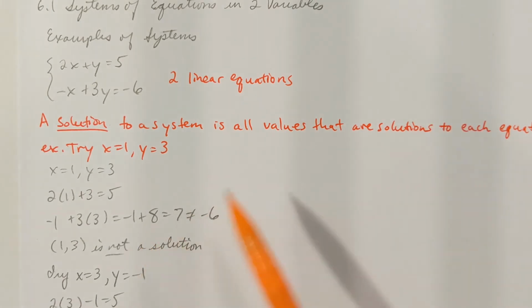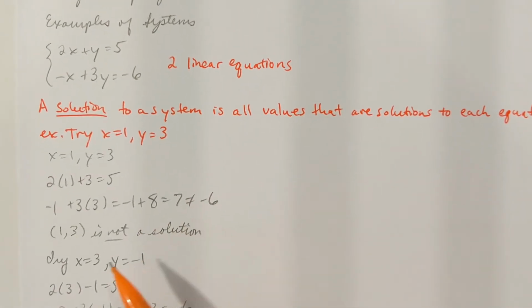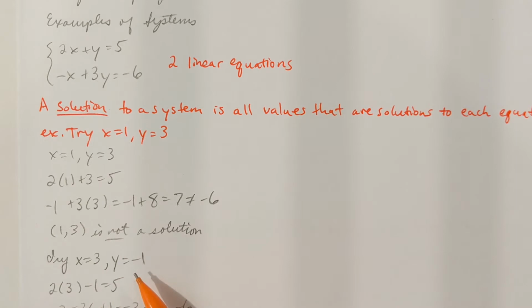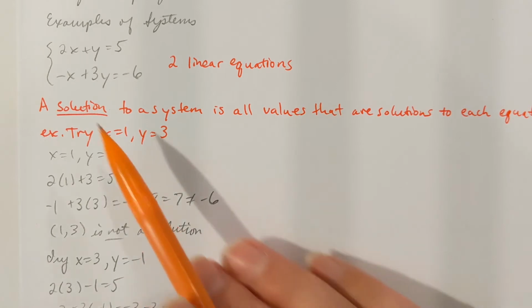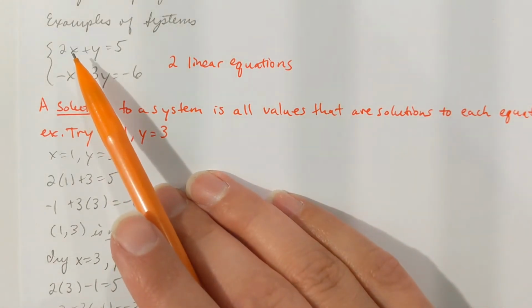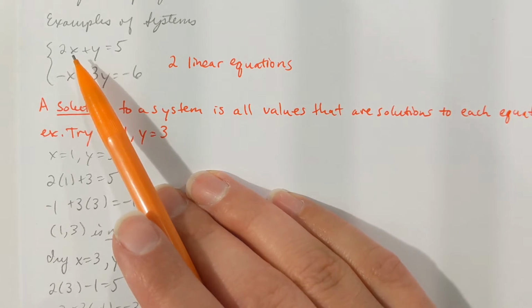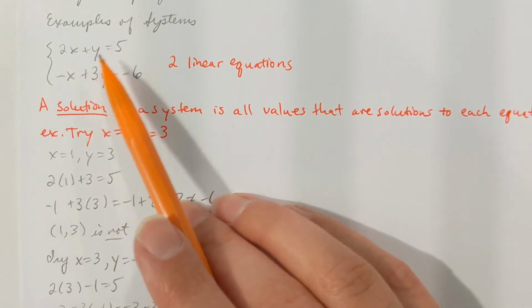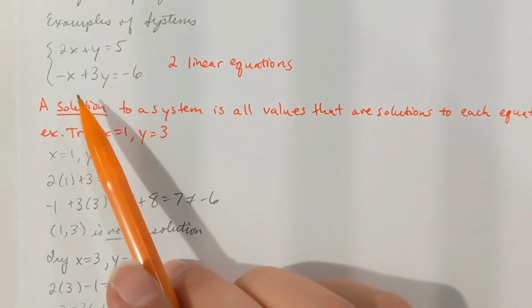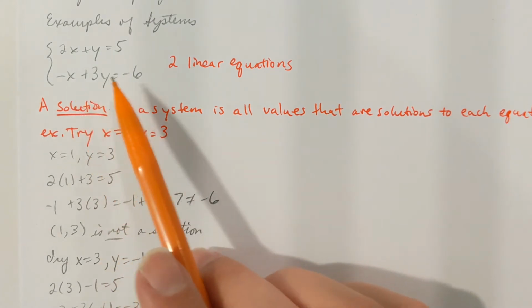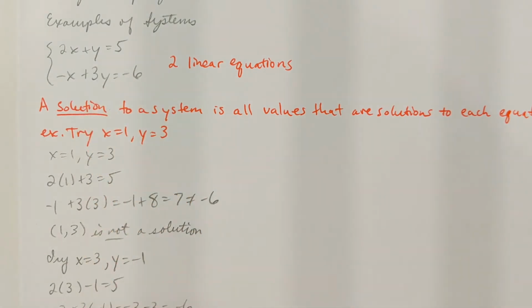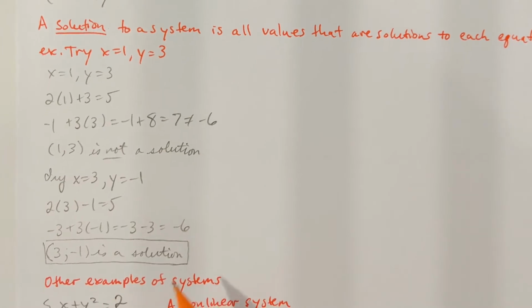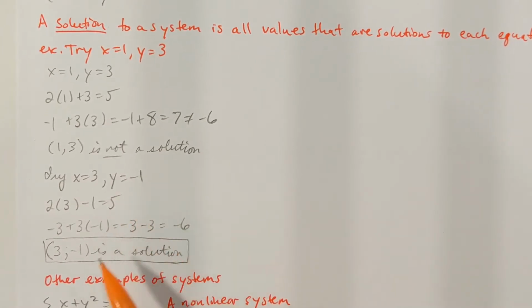If you were to play around with the numbers more and try x equal 3 and y equal negative 1, then you're going to have 6 minus 1 is 5, that's true, and then negative 3 minus 3 is negative 6, that's also true. So x equal 3, y equal negative 1 would be the solution to the system.